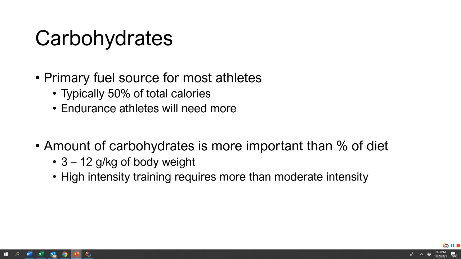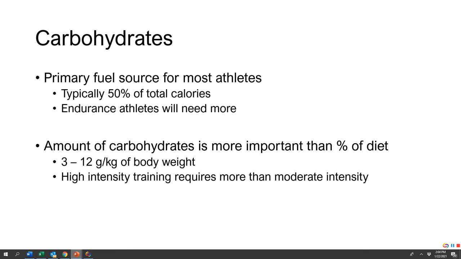And we're actually going to talk about this also with proteins, is that think about it in terms of proportion. Well, you need so many grams of carbs for every kilogram of body weight. Okay, and then it also depends on the type of training. So if I'm doing high-intensity training, I need more carbs because that's what we burn during high-intensity training.